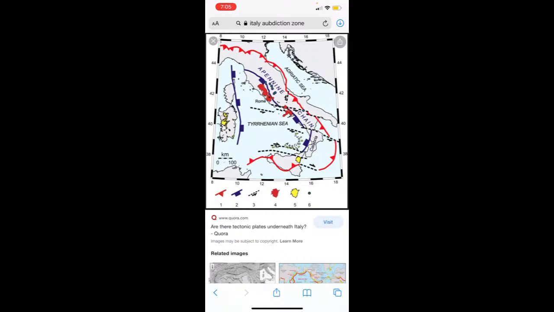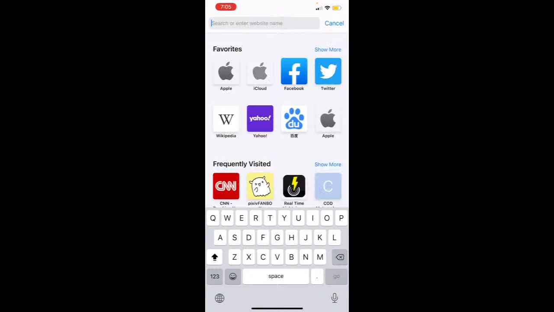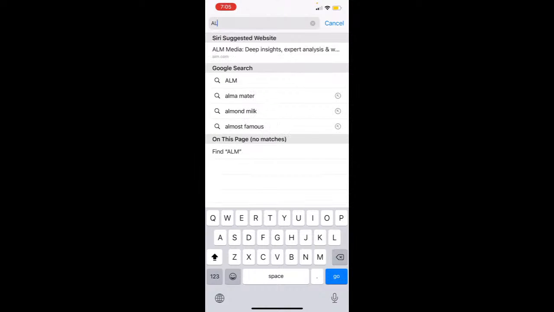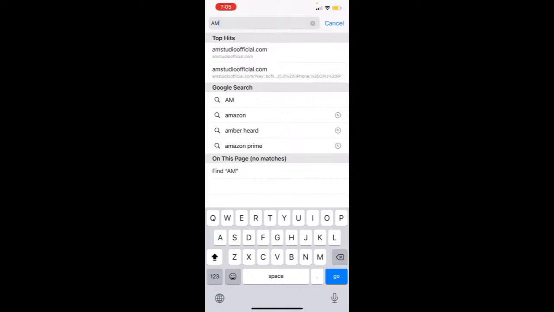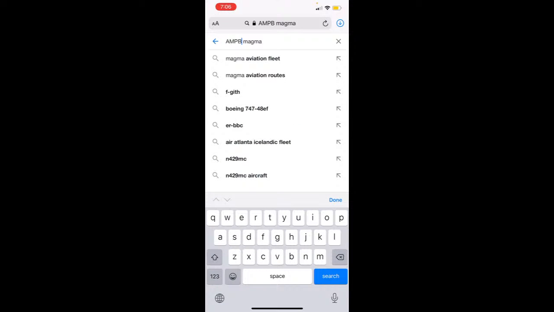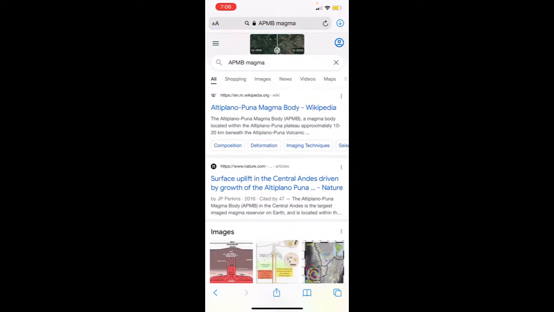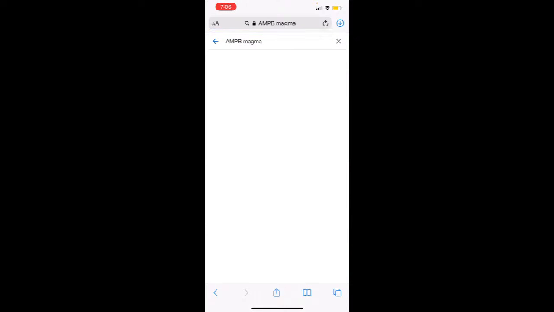It actually is causing something known as the APVB, the Altiplano Puna magma body. That is caused by a mantle wedge from very steep subduction, just like in Italy. In Italy, they're saying that Mount Etna and a lot of the basaltic volcanoes in Italy are actually caused by a mantle wedge. Not a mantle plume, a mantle wedge.